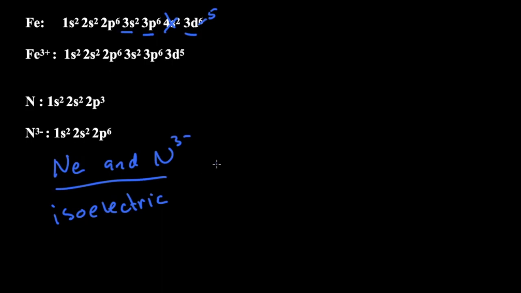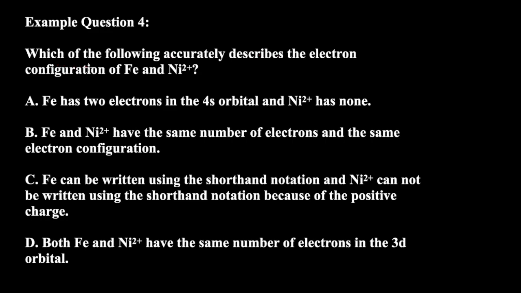So let's now try example question 4. Example question 4 says, which of the following accurately describes the electron configuration of Fe and Ni2+. So to figure this out, we have to know the electron configuration of Fe and of Ni. And so let's first pull up the electron configuration of Ni when it's not charged. And that's going to look like this. And what this is is 1s2, 2s2, 2p6, 3s2, 3p6, 4s2, and 3d8.